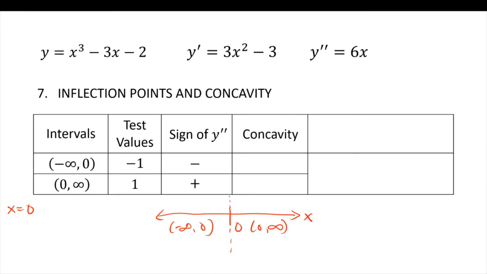Next, based on the sign of the second derivative, we can conclude whether it's concave downward or upward. If the sign is negative, then it's concave downward. We can just draw a downward arrow symbol. And if your y double prime is positive, then it's concave upward. Okay, so test for the inflection point.